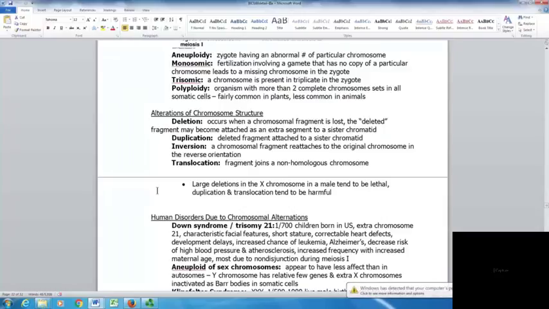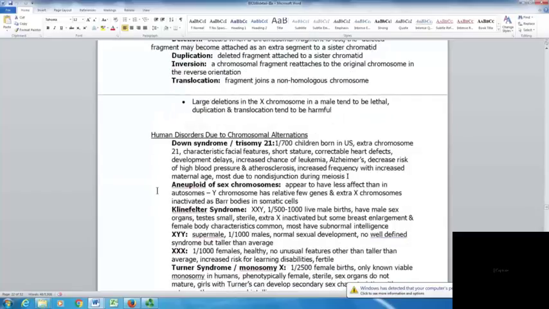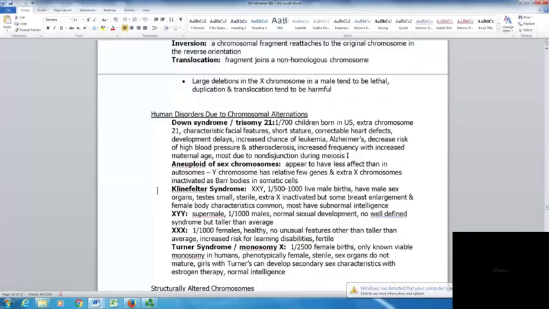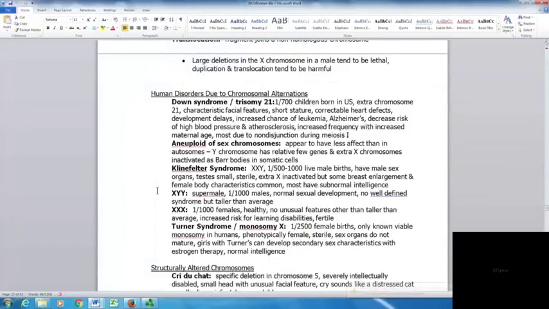Large deletions in the X chromosome tend to be lethal in the male. They only have one chromosome. There's no chance of really having it turn to a bar body and be hidden. The duplications and translocations tend to be harmful. Some examples of human disorders due to chromosomal alterations.